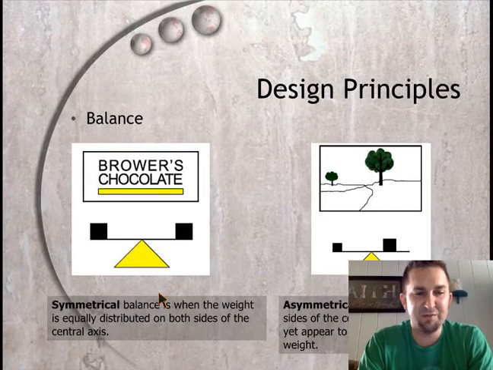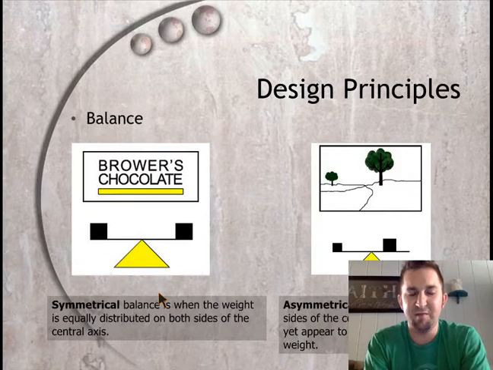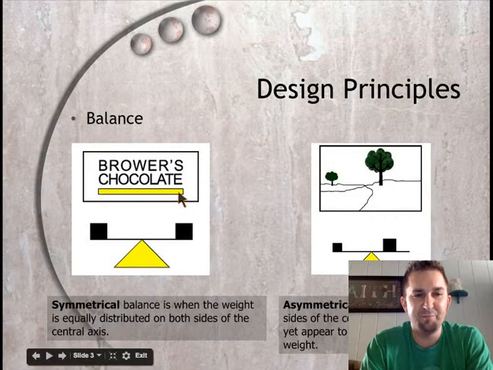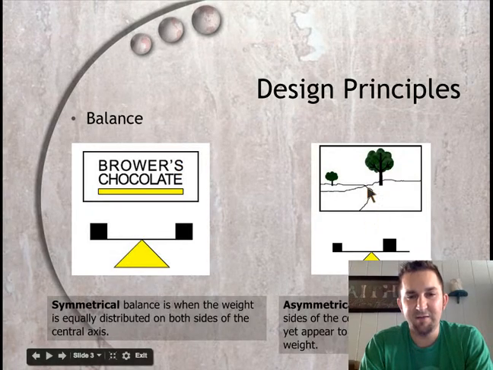Balanced, or symmetrical balance, is when everything is equally balanced on each side. It doesn't mean it's exactly the same, but it's equally balanced. If you notice this little Brewer's chocolate, if I split this down the middle, it's evenly spaced out on both sides. Then look at the other one, we cannot do that. If I split it down the middle, this side is heavier than the left side. And that's what we call asymmetrical balance.